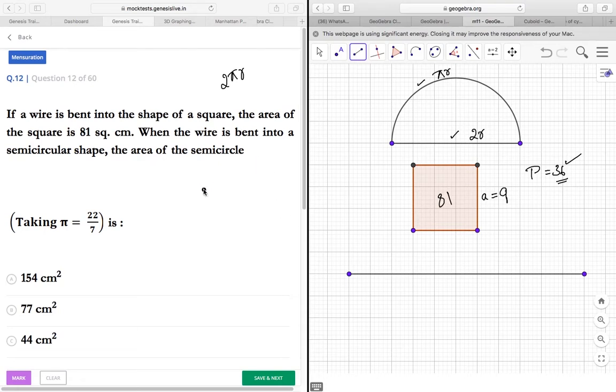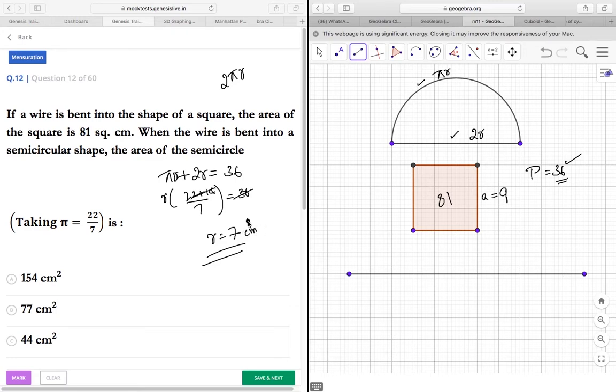Fine. So what I was saying is pi r plus 2r must be equal to 36. Correct? So r into 22 by 7 plus 2, which is 7, and then 22 plus 14 is equal to 36. So you can cancel it. You get r is equal to 7 units or centimeter.